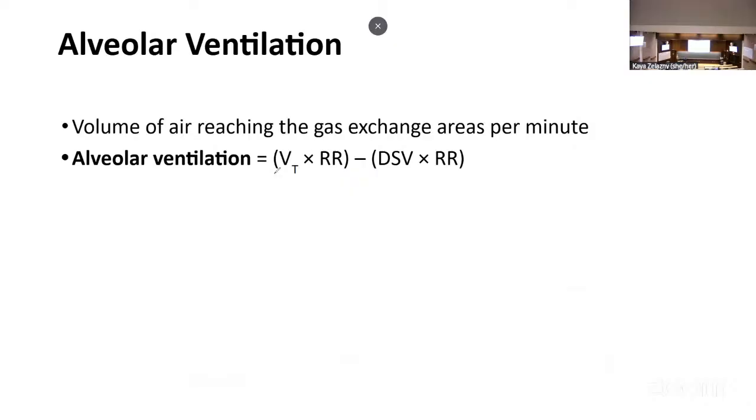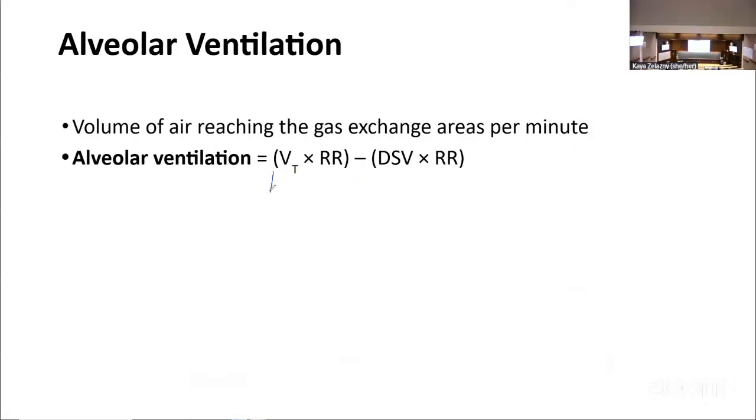So you might recognize we still start by multiplying your tidal breath, that typical easy breath of about 500 milliliters, by your respiration rate, your breaths per minute. So essentially this is our minute ventilation.